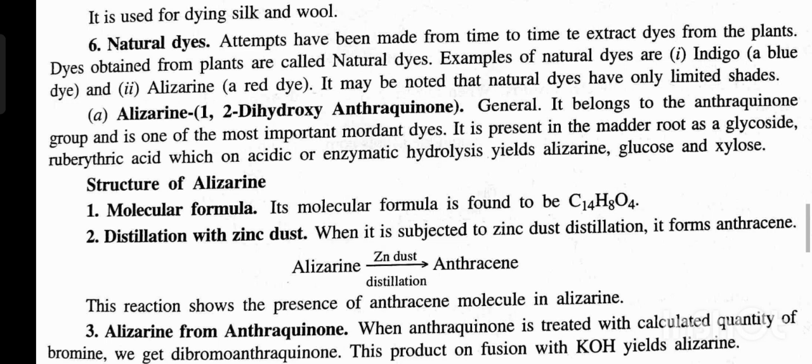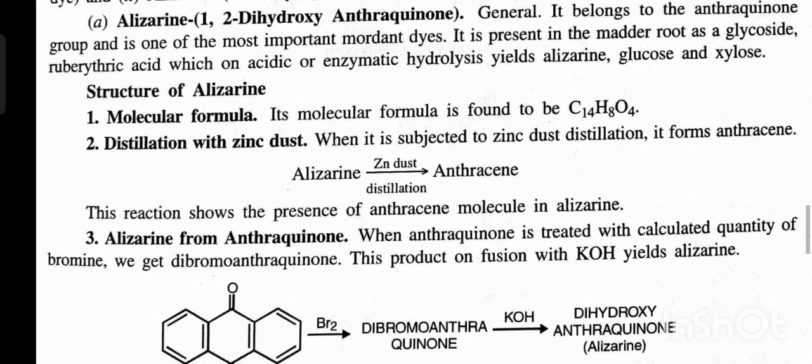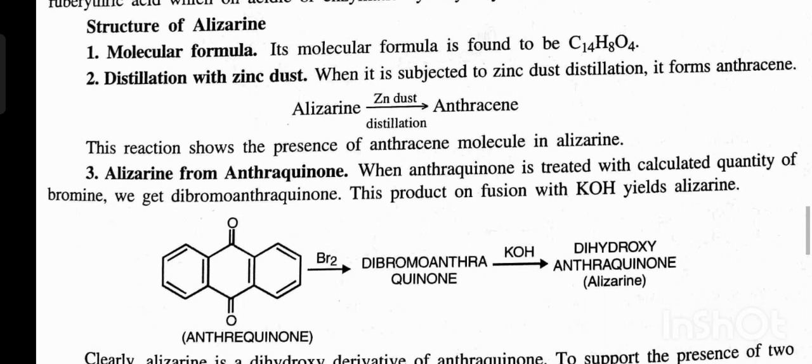Structure of alizarin. First, molecular formula. Its molecular formula is found to be C14H8O4. Second, distillation with zinc dust. When it is subjected to zinc dust distillation, it forms anthracene. This reaction shows the presence of the anthracene molecule in alizarin. Third, alizarin forms from anthraquinone. When anthraquinone is treated with a calculated quantity of bromine, we get dibromoanthraquinone. This product is fused with KOH to yield alizarin.